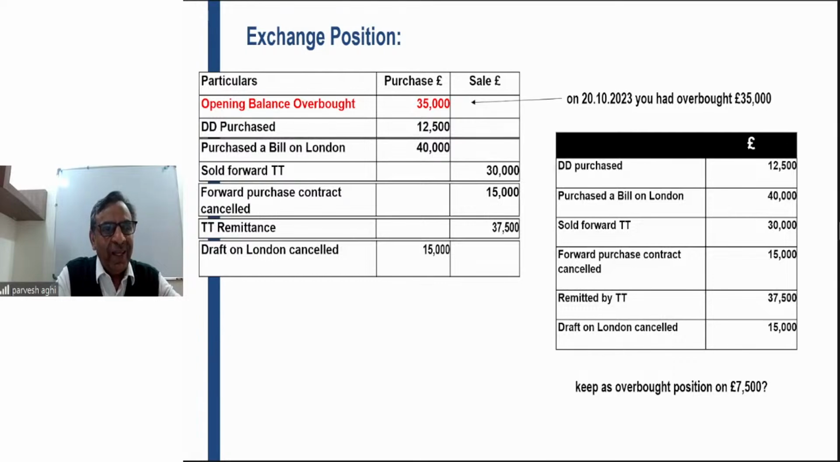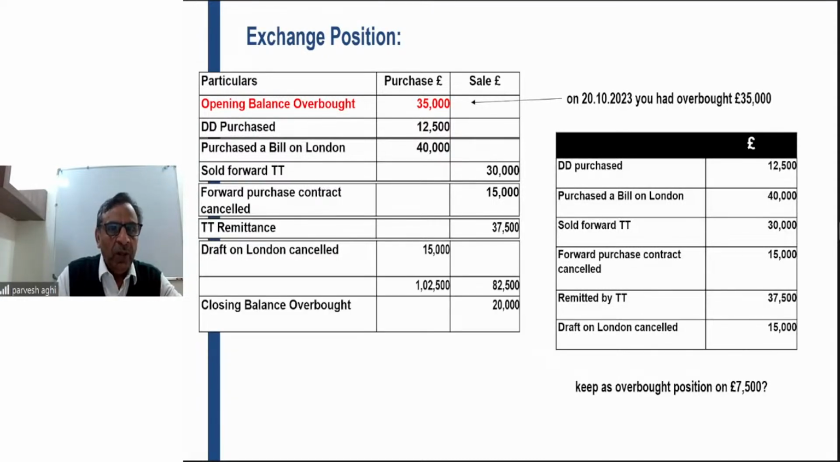Draft on London Bank cancelled. So you had issued a draft. Now it got cancelled. Okay. So it will have an immediately opposite impact. So it will come here. Then, that means if you look at the purchase side and the sale side, you have a closing balance overbought. So you have bought more and sold less. Okay. Fine. So you had earlier issued a draft. I mean, coming back to the draft, you have sold a draft to someone, so it would have gone to the sale side. Now it's cancelled, it's coming back to the opposite side. Okay. So overall, the closing overbought position is still 20,000.